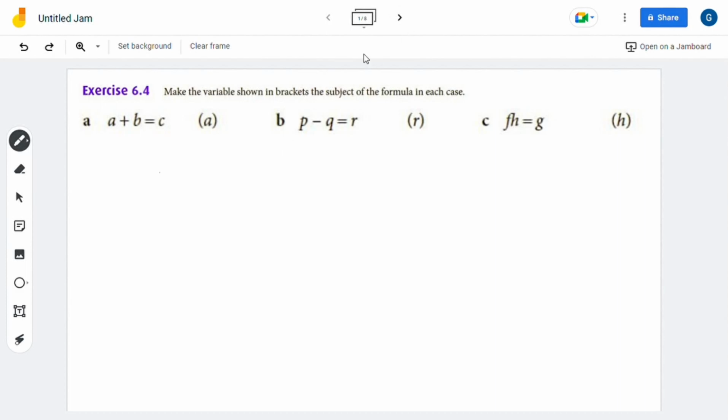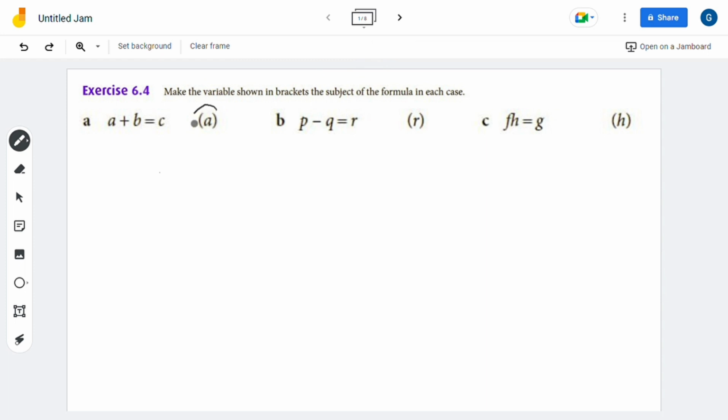Hi everyone, so today we are going to be doing some algebra questions. Here the question says that we need to make the variable shown in the brackets the subject of the formula in each case. So let's start on the first question.